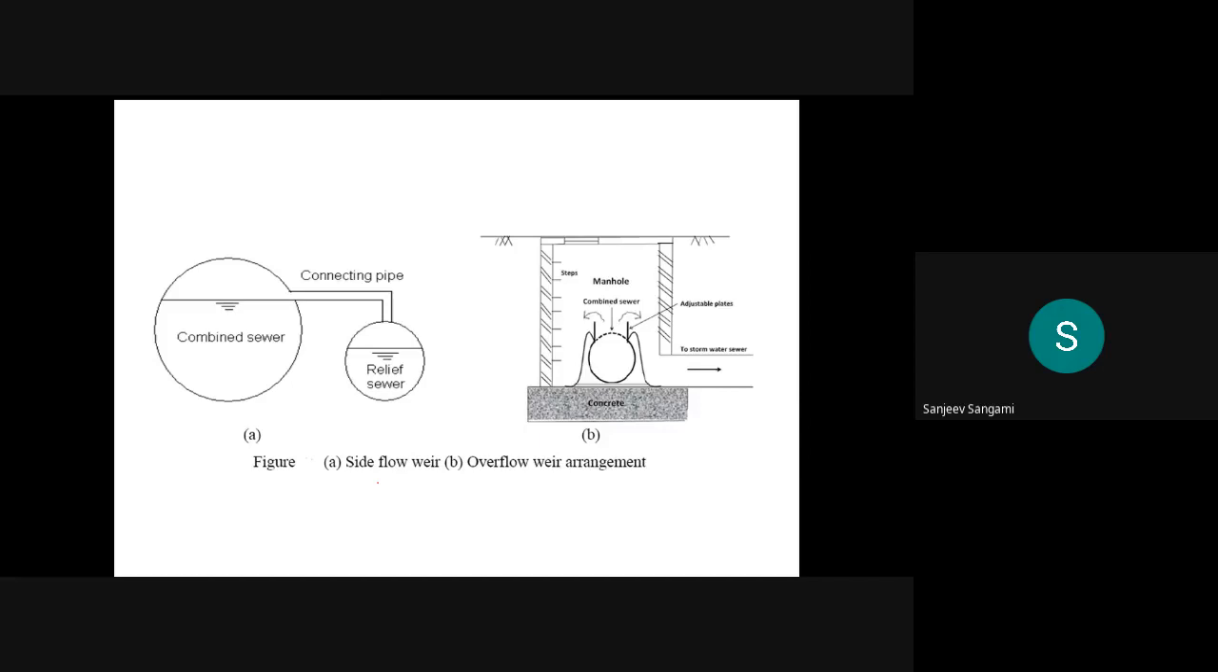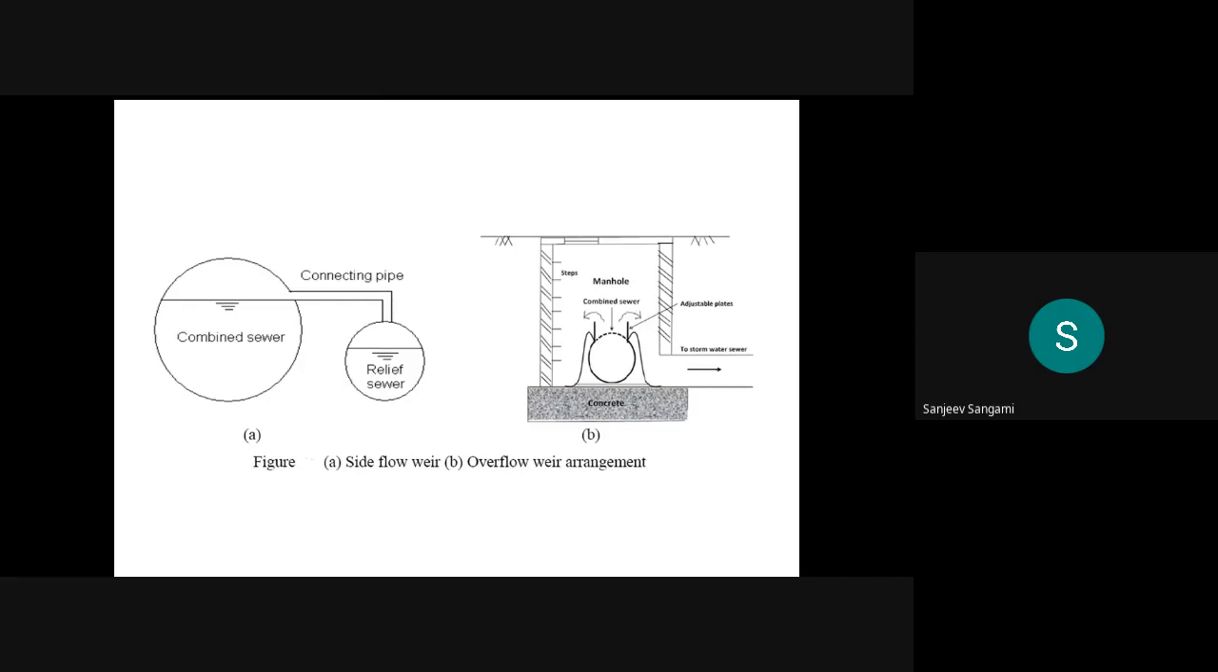So normally two kinds of regulators are provided. One is the side flow weir and the overflow weir arrangements. This is also one kind of system where the regulators can act like flood controlling devices.